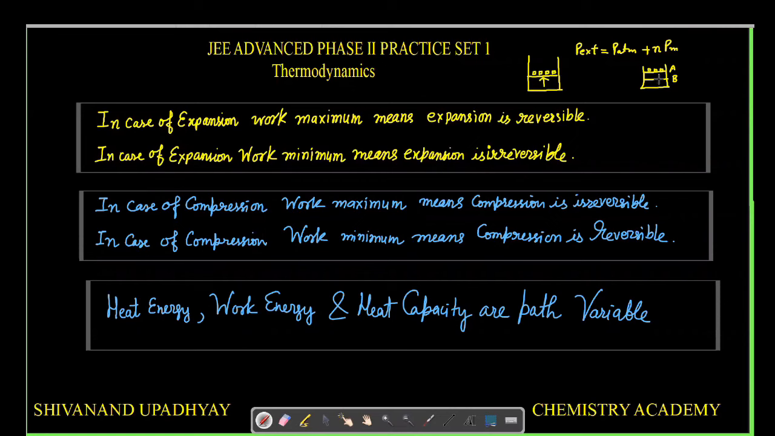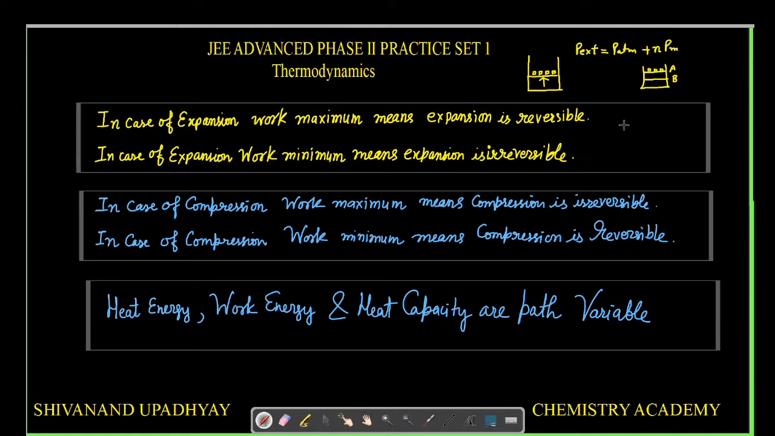If I want to move suddenly from here to here, I have to apply, from the very starting, the force which is required at the last point. So I am doing more work. I am applying more force in order to move from A to B suddenly. So in case of compression, work maximum means it is irreversible and work minimum means it is reversible. This is valid for isothermal, adiabatic, any process.